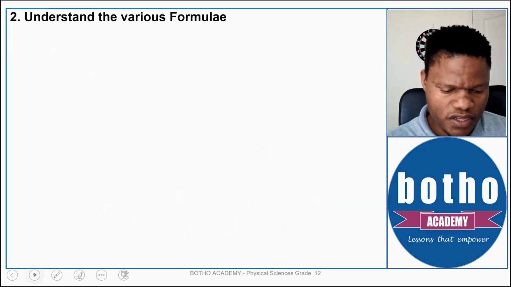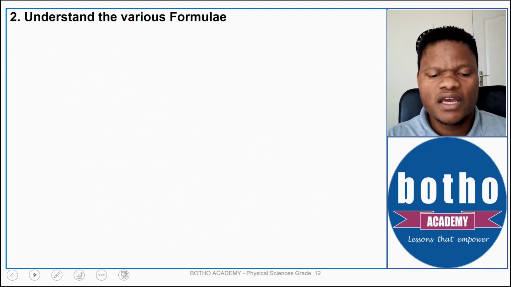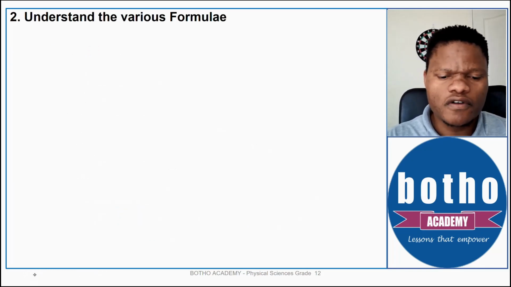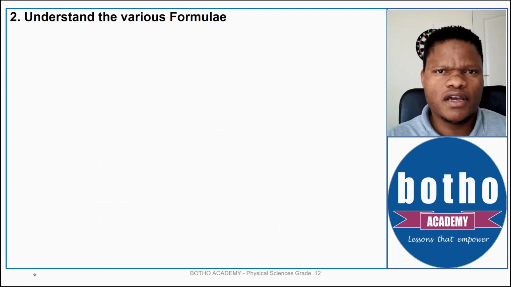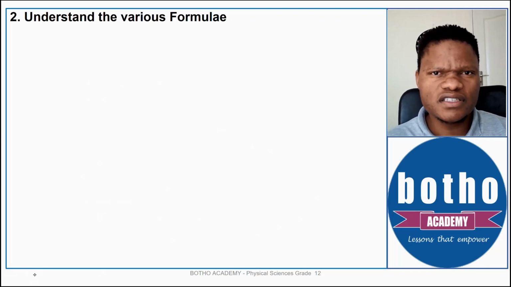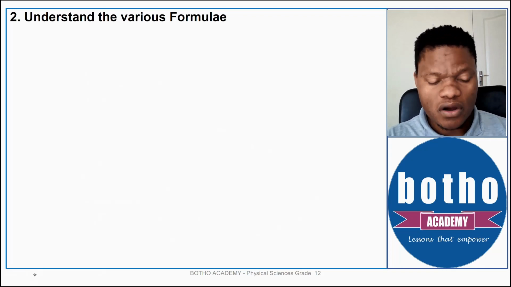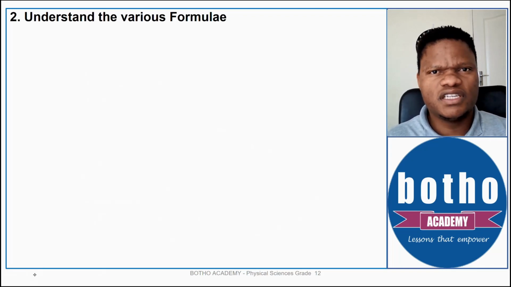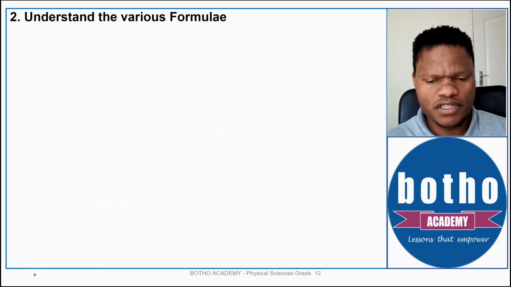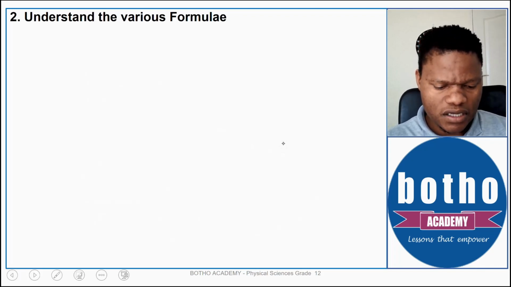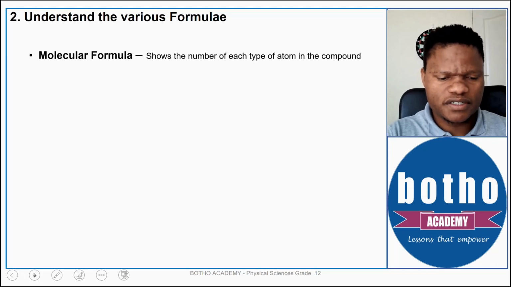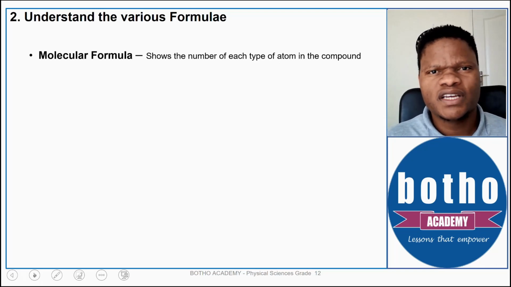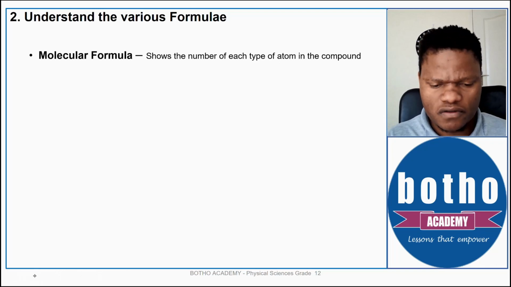Right, then we move to the next part that you need to understand. These are the various types of formulae. Now, when it comes to chemical compounds, or in this case, because we are dealing with organic compounds, they may be represented using various types of formulae. So the first type of formula that you have to learn is what is referred to as the molecular formula. Now, this is the easiest of the formulae that we are going to look at here.